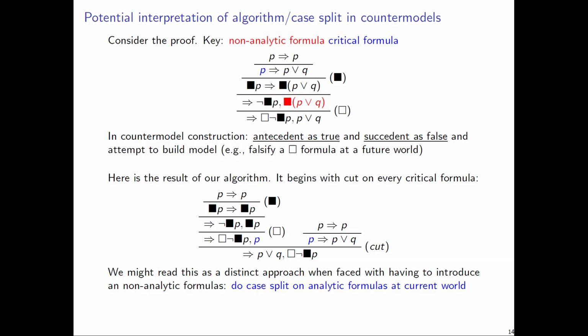If you see a box on the right, you try to find a place that falsifies that box. And our algorithm was introducing these analytic cuts. You look at all these critical formulas and introduce them as a case split. So you could interpret this as saying, when you can't do any obvious things like invertible rules, then do a case split on all these critical formulas and pursue one of these to see if you can find a countermodel. In fact, I guess you need to find a countermodel on both of those. But the point is to do a case split on analytic formulas at your current world in the Kripke semantics.